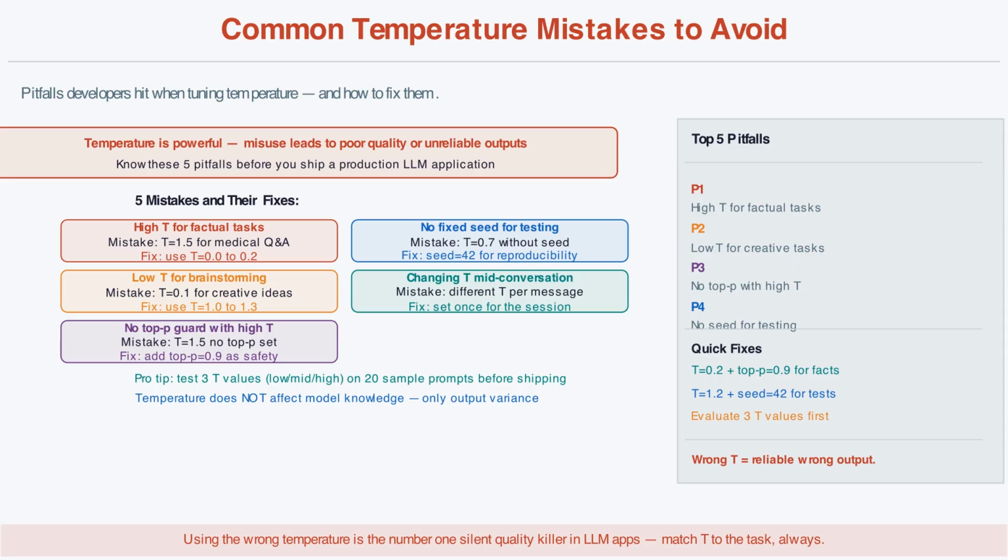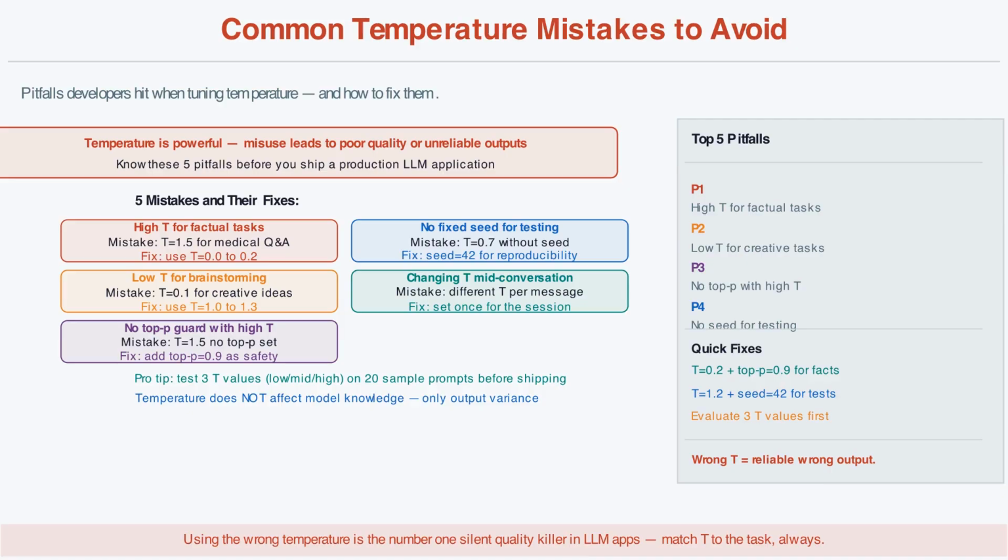Mistake 3: using high temperature without a top P guard. High T can push probability mass into very strange tokens. Add top P equals 0.9 as a safety net to clip the tail. Mistake 4: not setting a fixed seed during testing. Without a seed, any T above 0 gives different results every run, making it impossible to debug output quality issues.